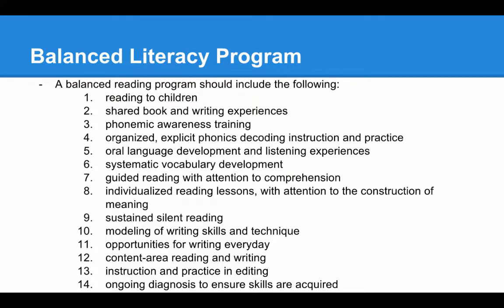The Balanced Literacy Program should include the following steps. There are 14 of them. You should be reading to the children, shared book and writing experiences, phonemic awareness training, vocabulary development, silent reading, models, and many opportunities.